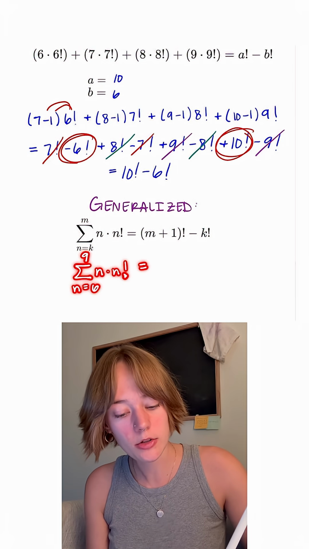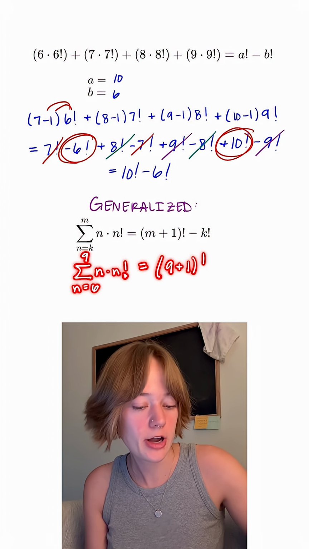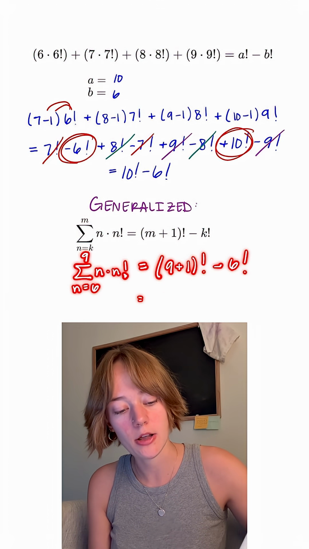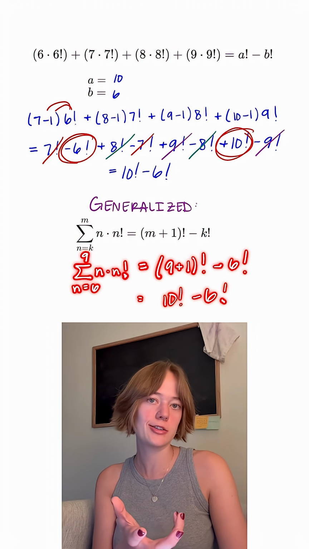And it's going to be equal to, well, our m, our top number is 9. 9 plus 1 factorial minus k. Our k is our smallest term, 6 factorial. And this is exactly what we got, right? 10 factorial minus 6 factorial. So that's just a generalized form for all you nerds.